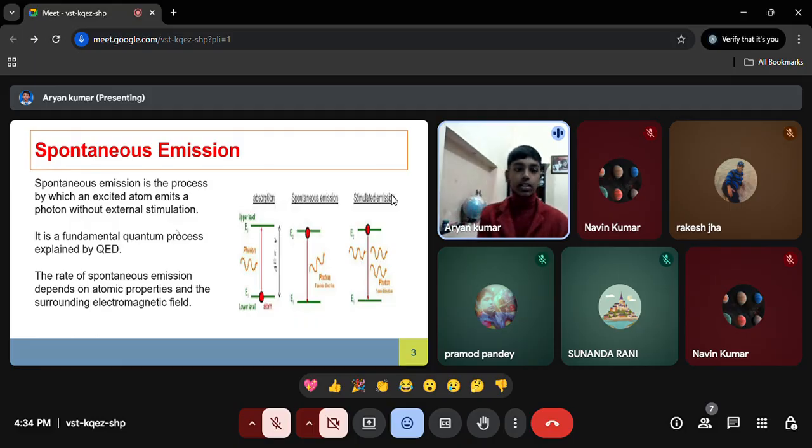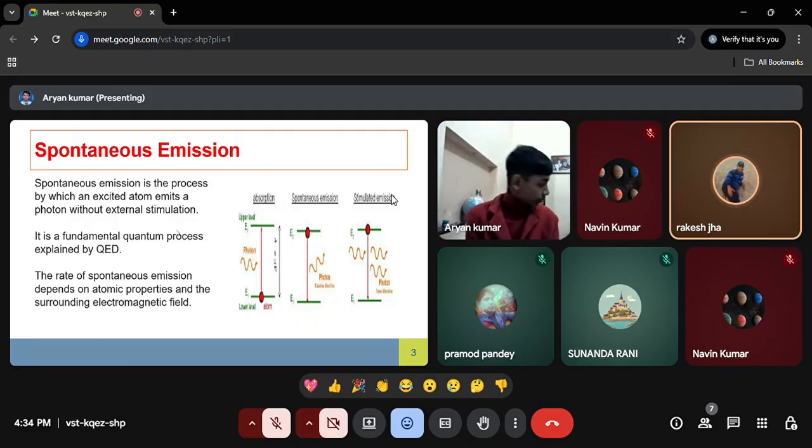So, spontaneous emission. Saksham, can you read this slide? Okay, Aryan. Spontaneous emission. Spontaneous emission is the process by which an excited atom emits a photon without external stimulation. It is a fundamental quantum process explained by QED. The rate of spontaneous emission depends on atomic properties and the surrounding electromagnetic field.